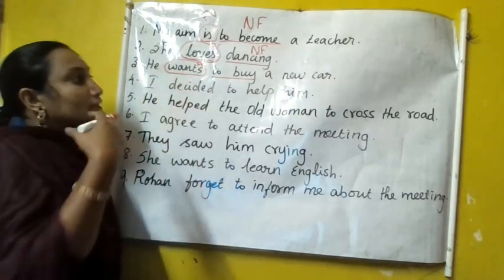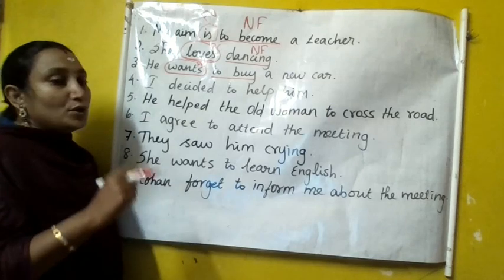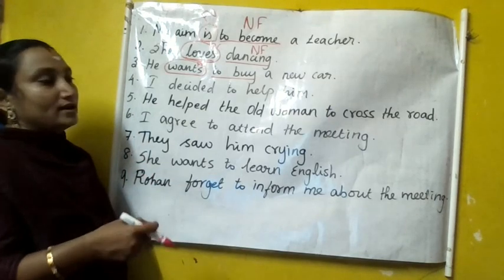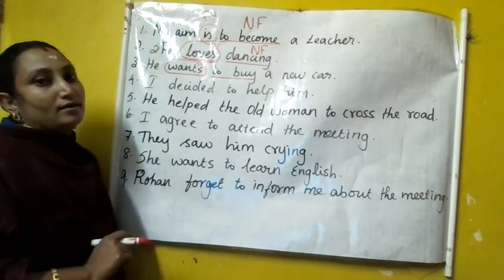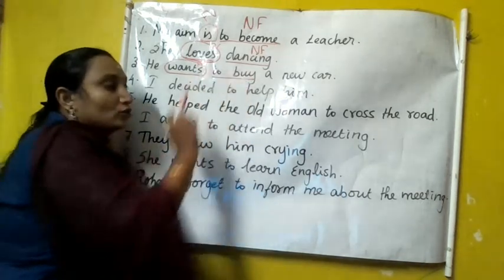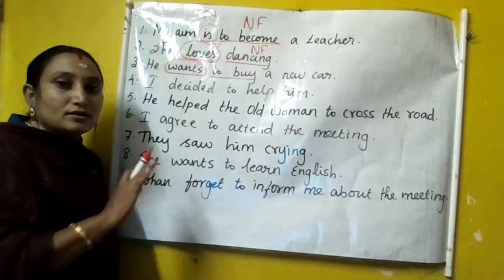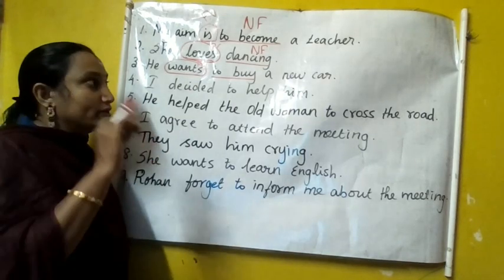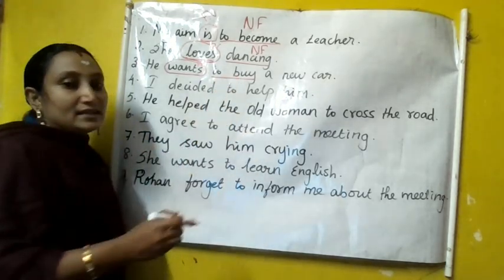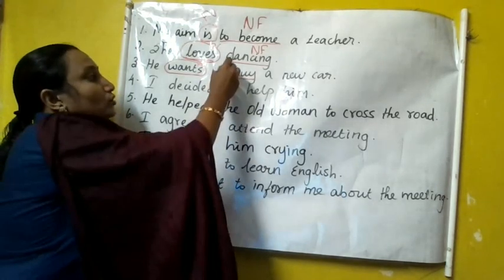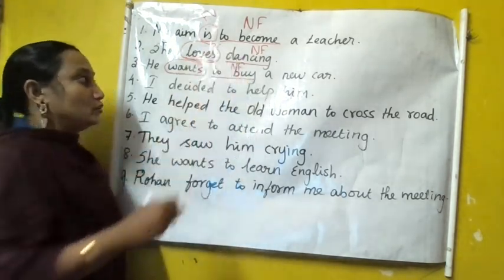He wanted to buy a car. She wants to buy a car. They will want to buy a car. To buy എന്നുള്ളത് it does not undergo any changes at all. So to buy is the non-finite verb.